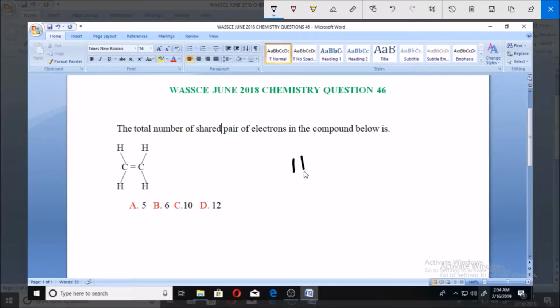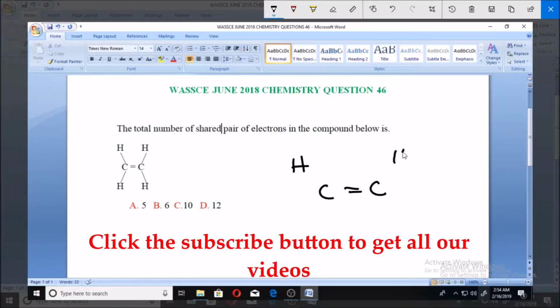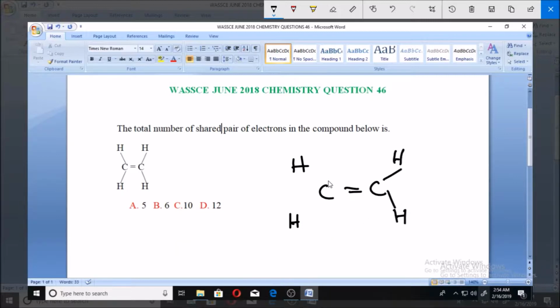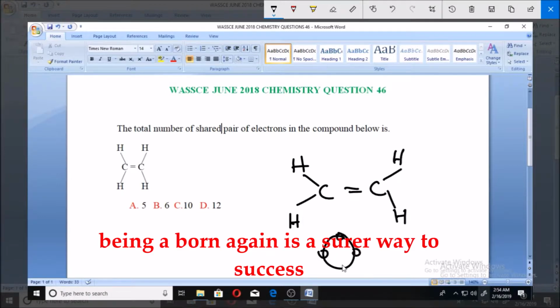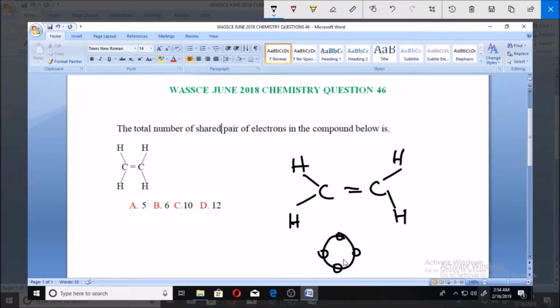Now the compound we have is H going to C with a double bond to another C. We have another H here, another H, and another H, all connected. And we all know that carbon has 4 electrons in the outermost shell, and these 4 are going to pair with other ones. So now we have 4 electrons at the outermost shell of this carbon. Let's say it's this carbon. Then we have another carbon here with another 4 electrons.